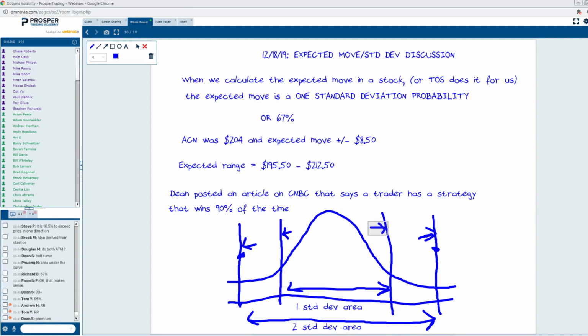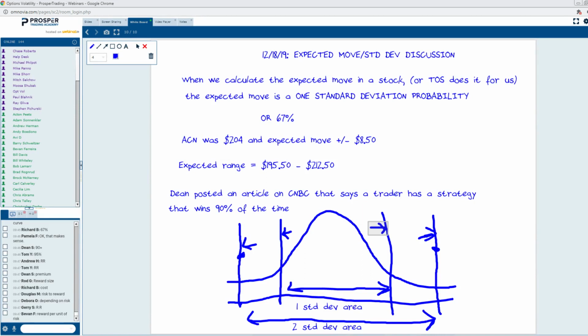What is the benefit of one or the other? Bingo, reward to risk. It's all about reward to risk. So when we calculate our expected move and base our trades off of the one standard deviation move, we have a certain data point of reward to risk that we want to see.